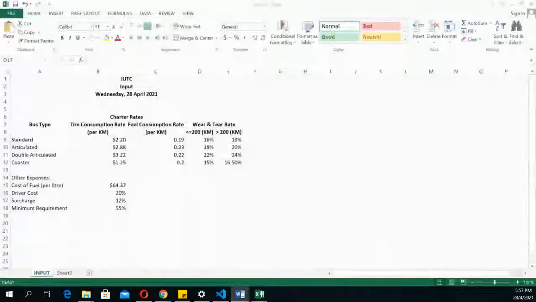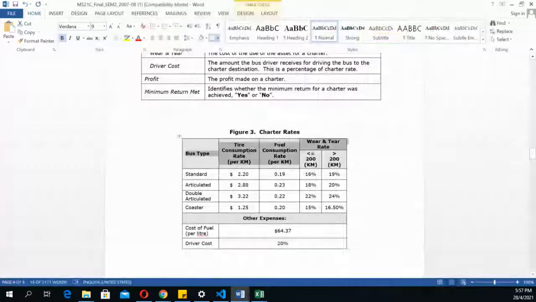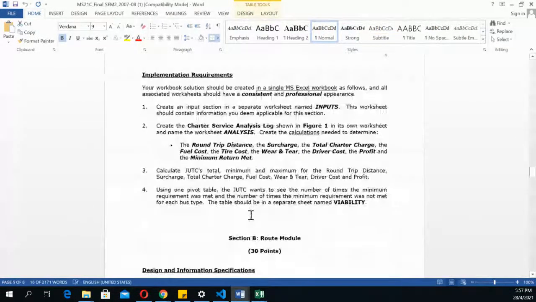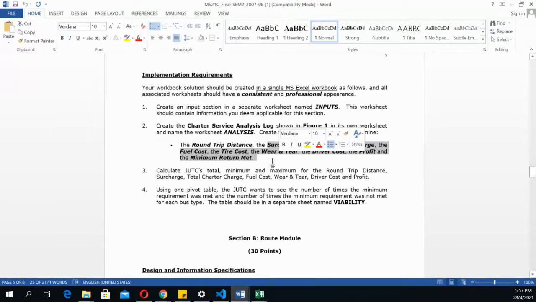All right, so next let's look at the other question. All right, so now it asks us to create the service analysis log, which is shown in figure 1 in its own worksheet, and name the worksheet analysis. Create the calculations needed to determine, and then it lists out the stuff that we're doing. Normally you only get so much to calculate, right? But as I say, I just like this case because it gives us a lot to work with, and kind of shows you some stuff that you can do with some nested functions. So I like using it. So we're going to calculate these.